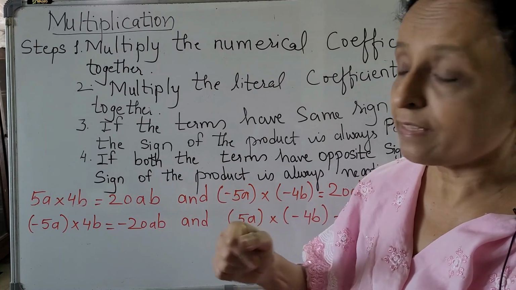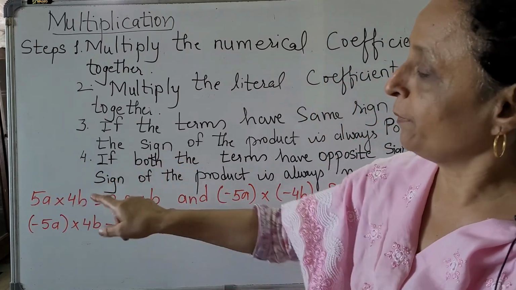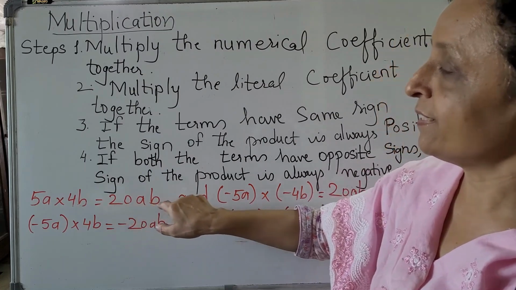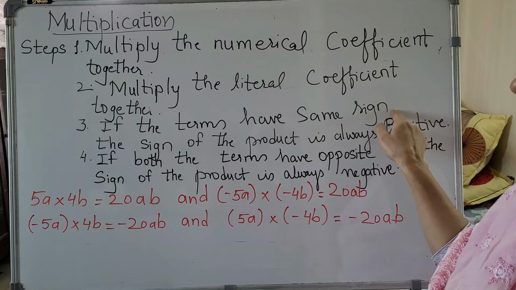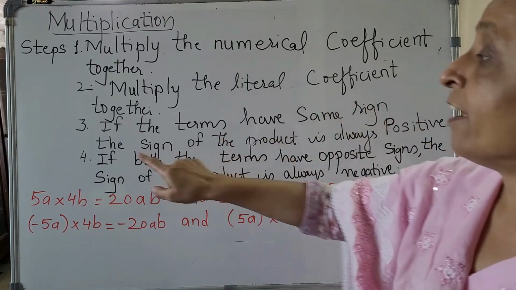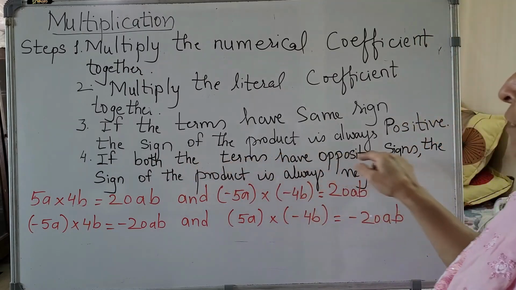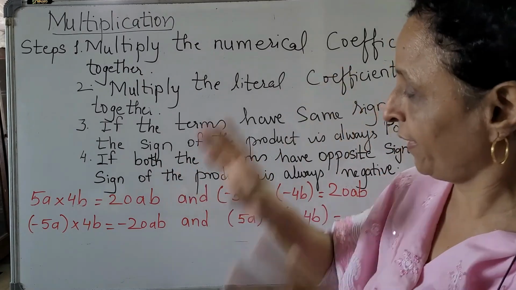And how do you decide the sign? Both are plus, same. Therefore, it is going to be plus 20ab. So if the terms have the same sign, the sign of the product is always positive. If both the terms have opposite signs, the sign of the product is going to be negative.